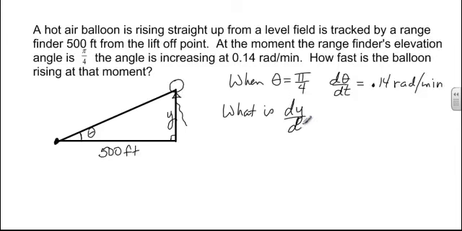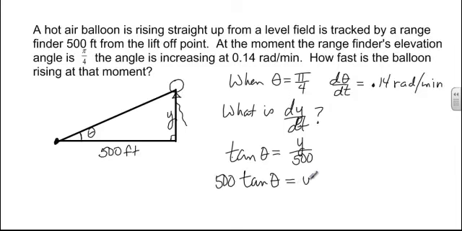So we need to write an equation that shows us the connection between the variables y and theta and the constant distance of 500 feet. And that equation is going to be the tangent of theta is y over 500. Or to make things just a little bit easier so I don't have a fraction, 500 times the tangent of theta is equal to y.